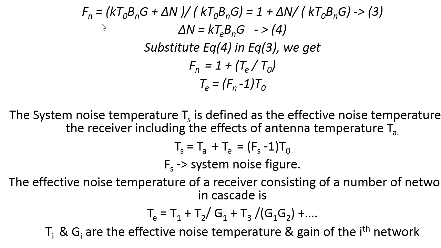And here the noise figure is calculated as kT0 BnG plus delta n by kT0 BnG. That is the first equation I already explained in the previous slide. After simplification I get this equation. We know that delta n is equal to kT BnG. Substitute this in equation 3, and I will get the effective noise temperature T is equal to (Fn minus 1) into T0.